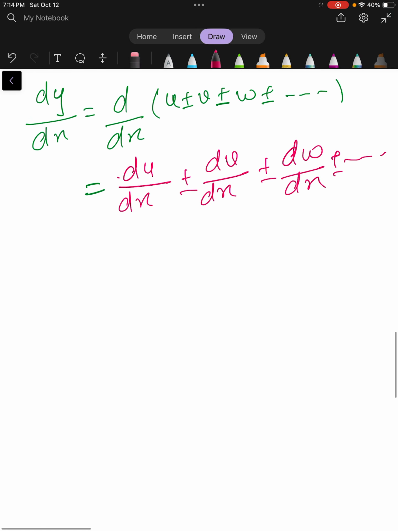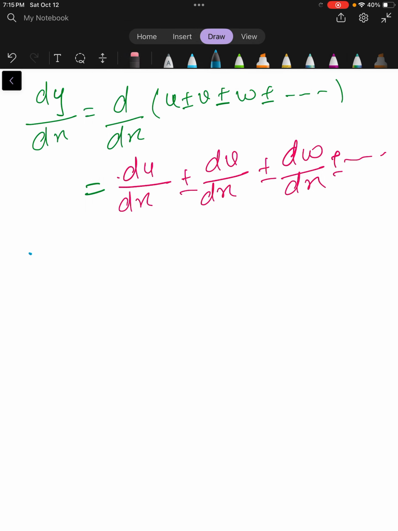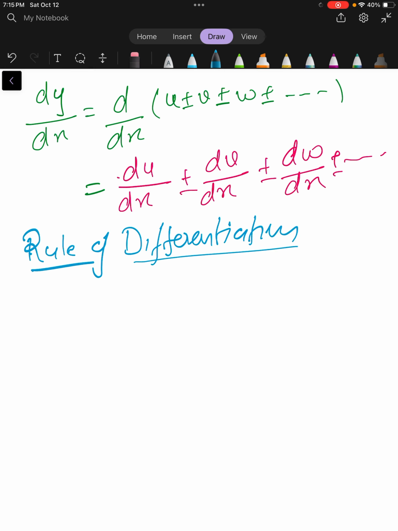Okay, so now we will come to the rules of differentiation. Before moving into this one, we will have the rules of differentiation. So what are the rules over here? Rules of differentiation. The first rule is the product rule. So what is the product rule?